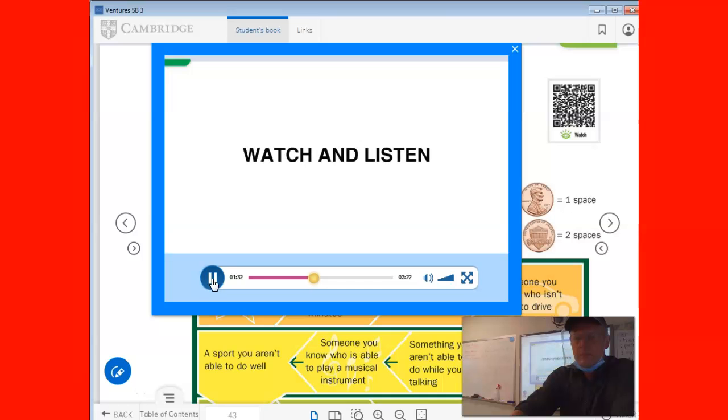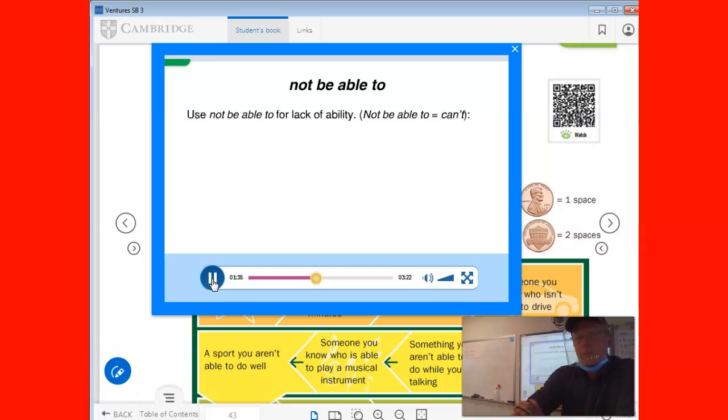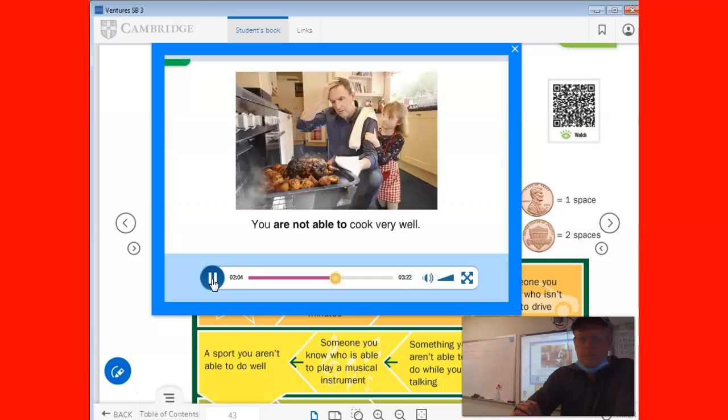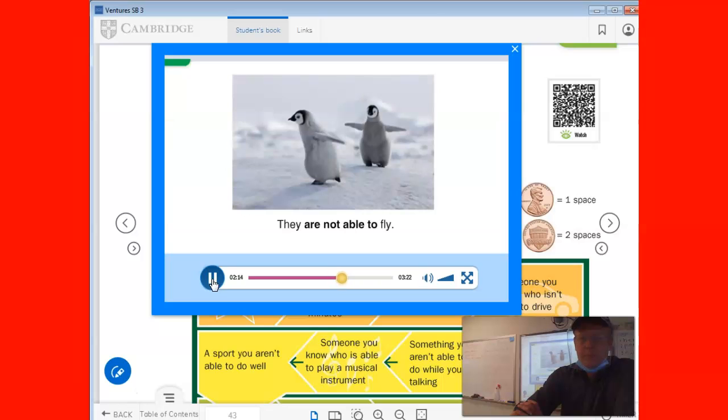Watch and listen. Not be able to. Use not be able to for ability. Not be able to means can't. I am not able to speak Japanese. They are not able to dance. She is not able to work today. You are not able to cook very well. They are not able to fly.